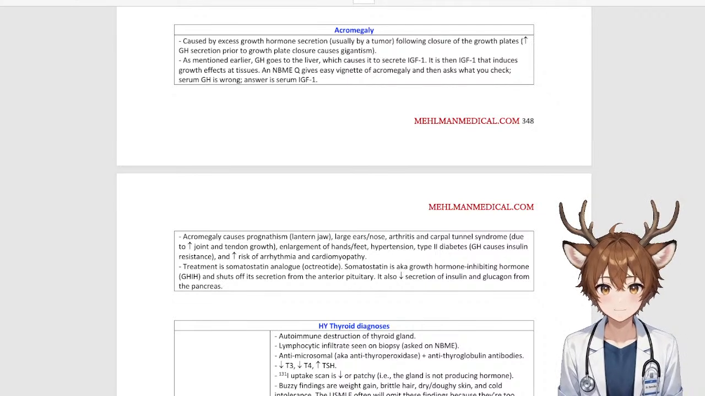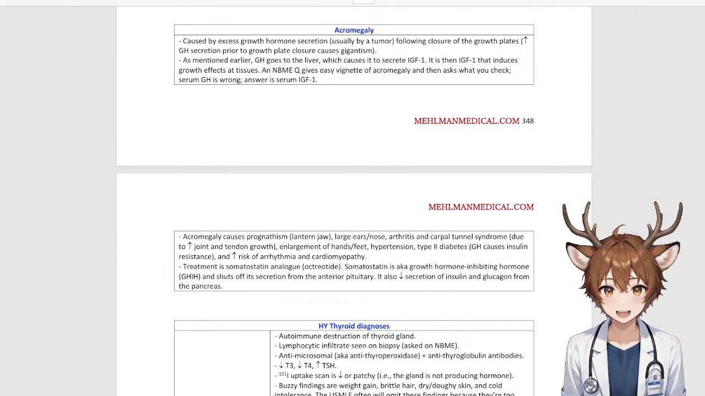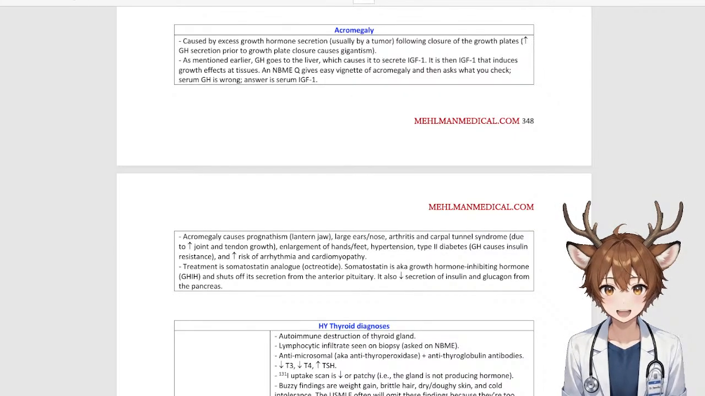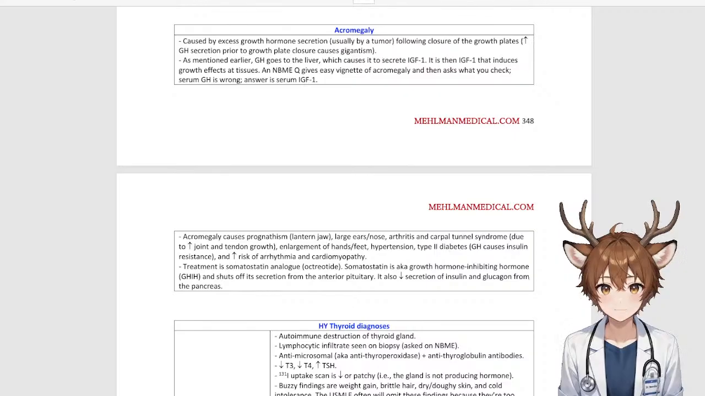The bone gets thicker in acromegaly, but when you're young and your bone plates have not fused yet, have not closed yet, then you actually get taller and you get large in a gigantism kind of way. If that makes sense.